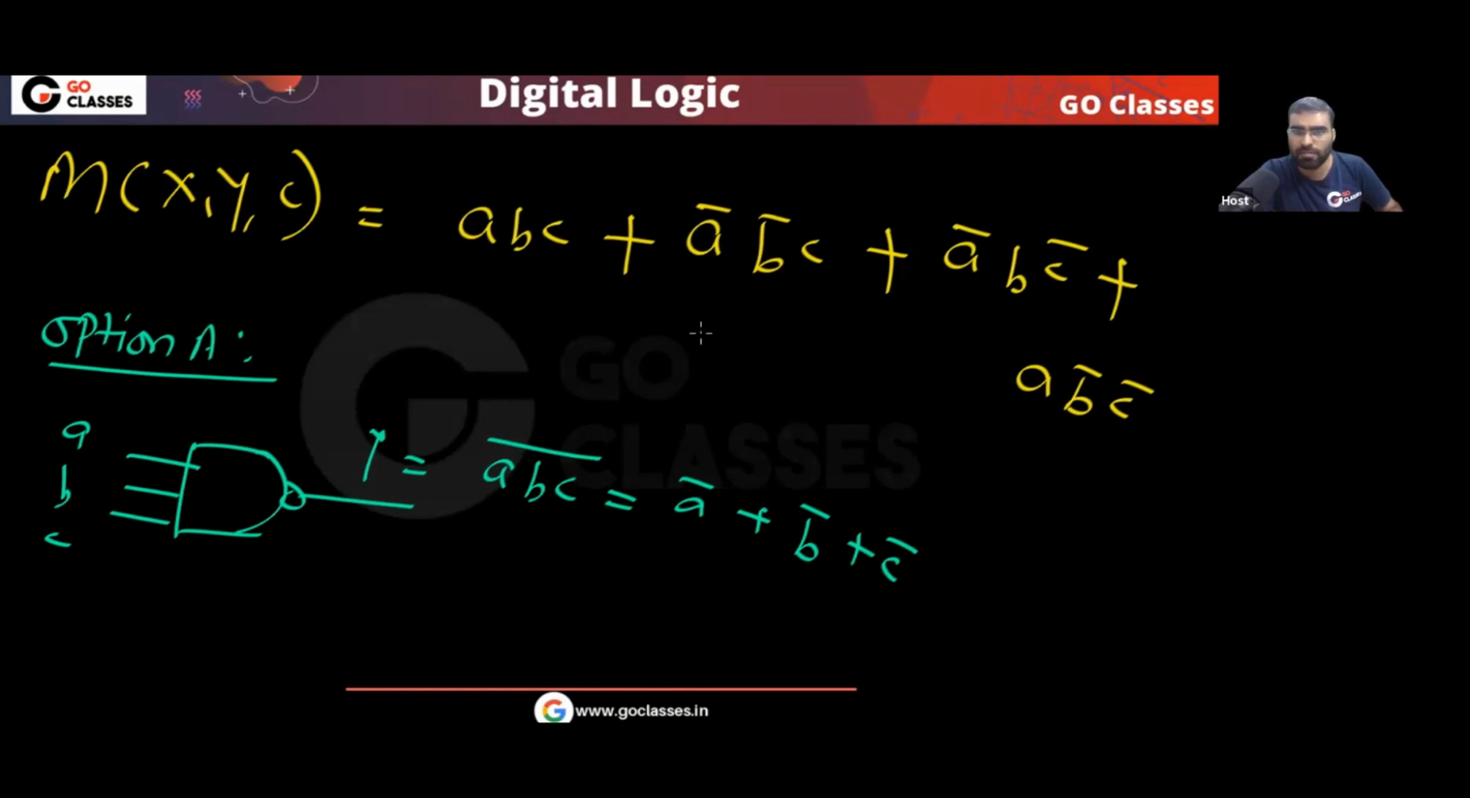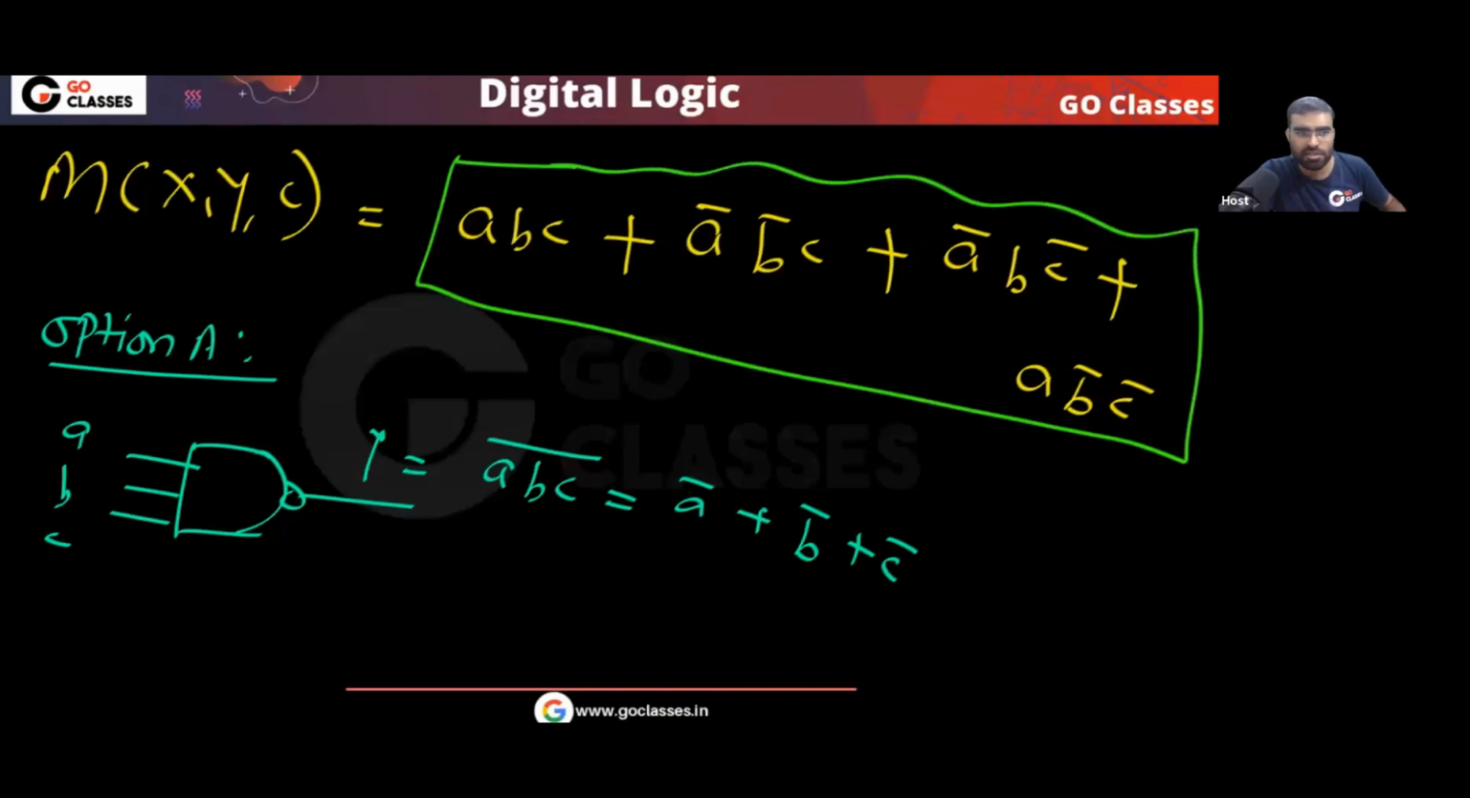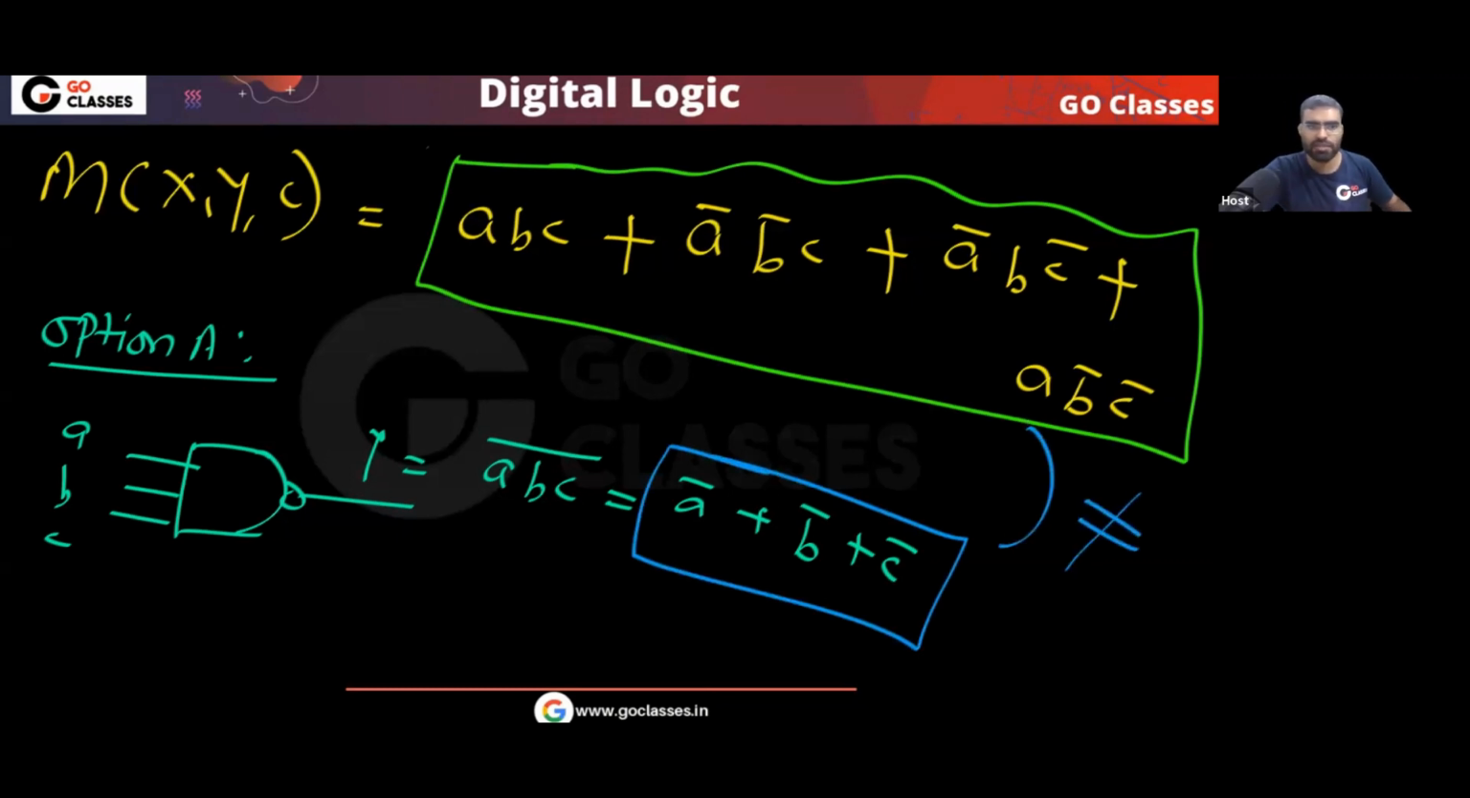Are these two same? So option A is not correct, right? Yes or no? You can notice this equation is not same as this equation. These two are different. Tell me why. Can you give me one input combination where they will be different?